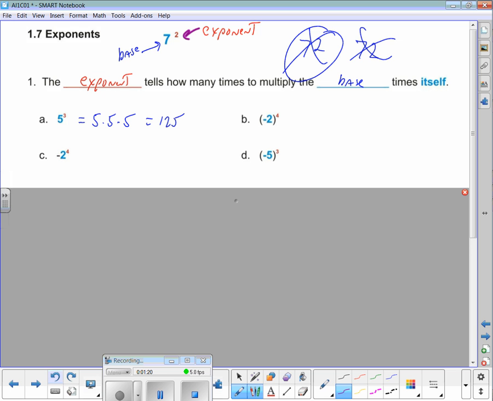So in B, it's clear what the base is. The parentheses tells you the base. The exponent is right next to a parentheses. Hence, the base is everything in the parentheses. So technically, this is negative 2 times negative 2 times negative 2 times negative 2, right? Negative 2 times itself 4 times. Negative 2 times negative 2 is 4. 4 times negative 2 is negative 8. Negative 8 times negative 2 is 16. And the answer is 16.